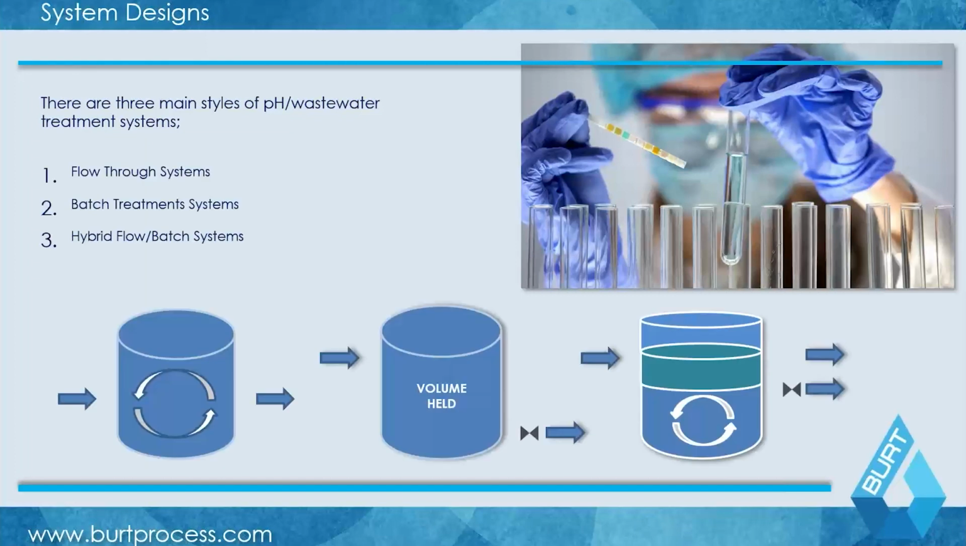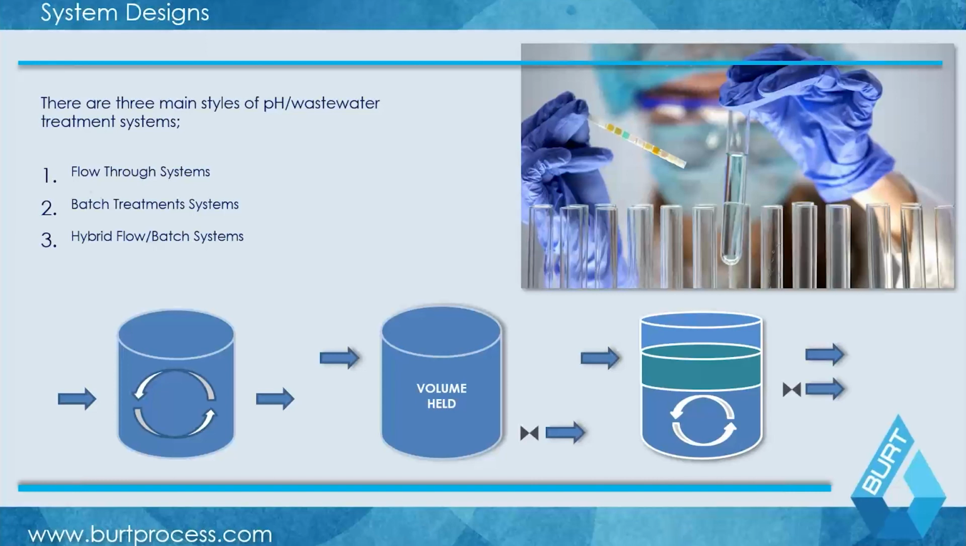There are three primary types of pH neutralization systems. There's the flow-through system, the batch treatment system, and then there's the hybrid flow-through batch system. A flow-through system is what most people who understand these systems commonly associate. In the flow-through style system, waste comes into your reaction tank or series of tanks, is treated, and then flows out of the system in a steady state. And you're treating it based on what's referred to as residency time, either across one or multiple tanks.